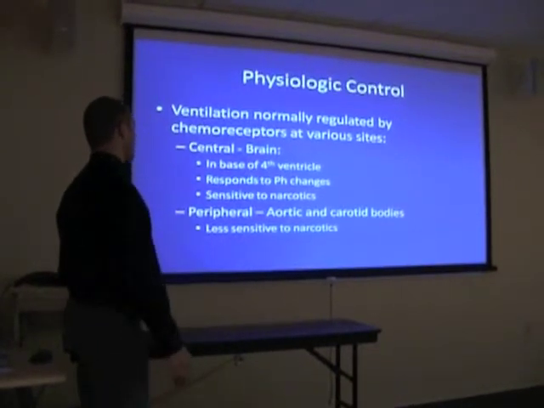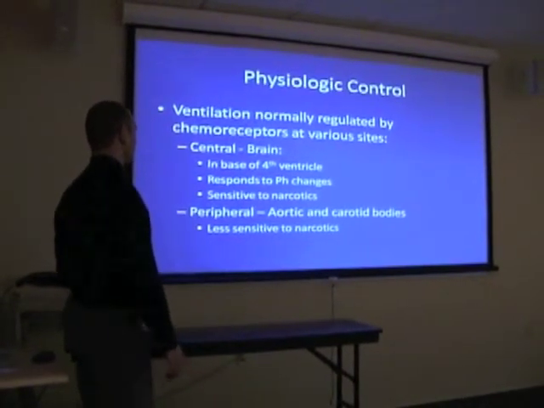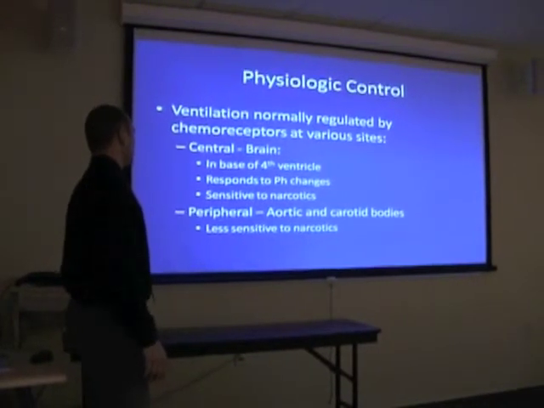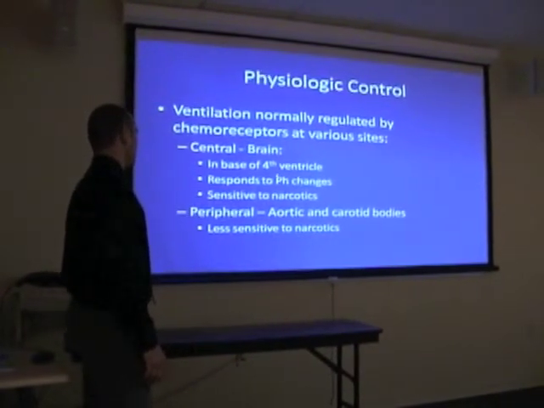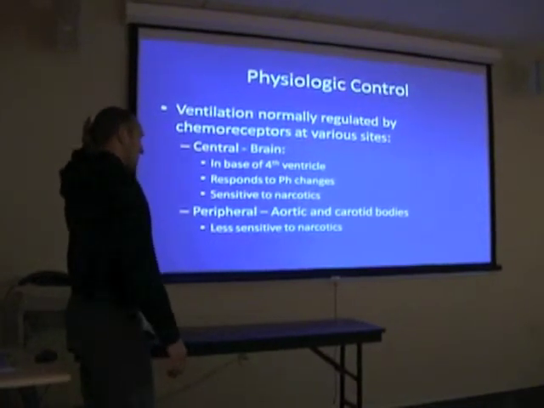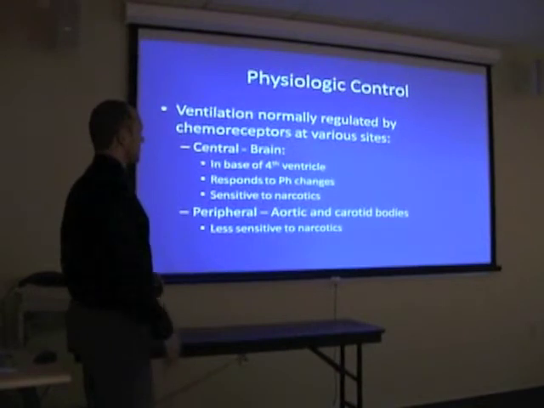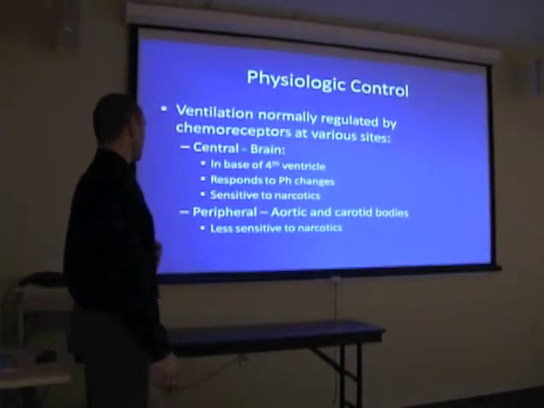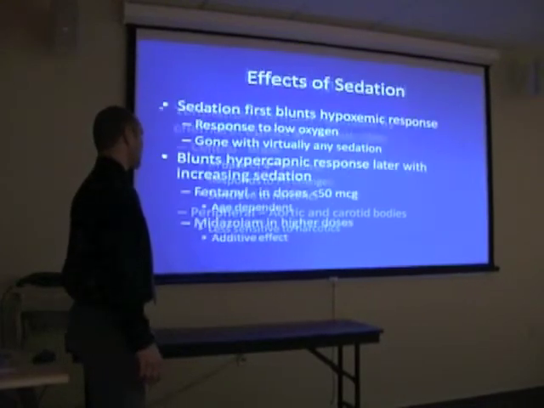So this is just remembering there's two really definitive places that we regulate our breathing. The primary, obviously, is our central one, the fourth ventricle, and that's the most sensitive, especially to narcotics, and it usually responds mostly to pH changes, so changes in our carbon dioxide are its primary driver. So obviously, it's something we want to monitor.